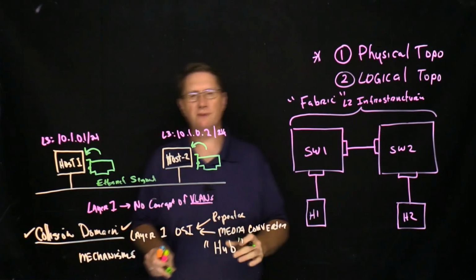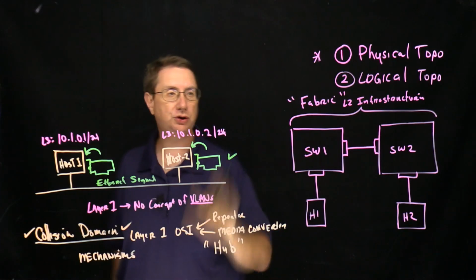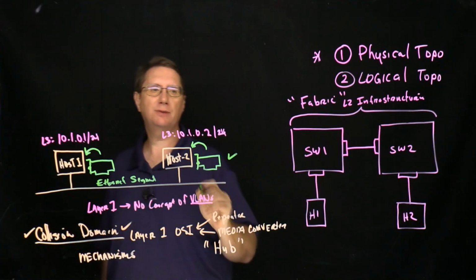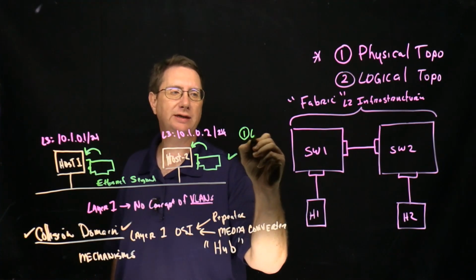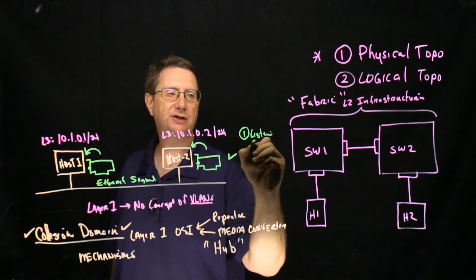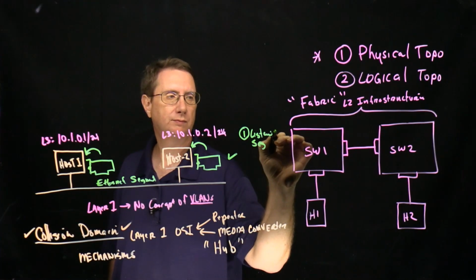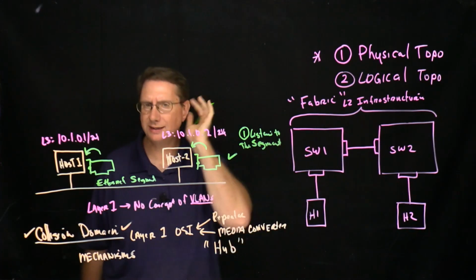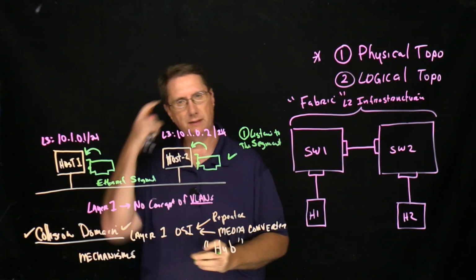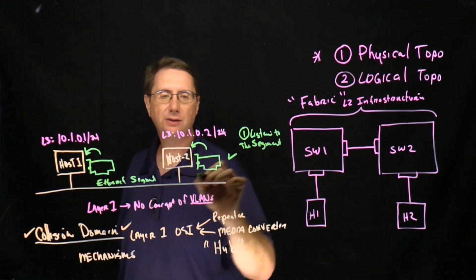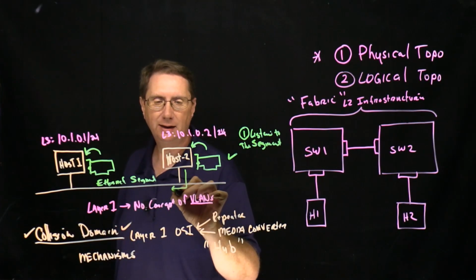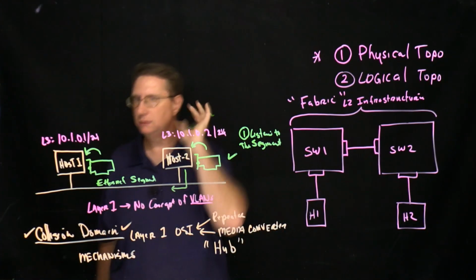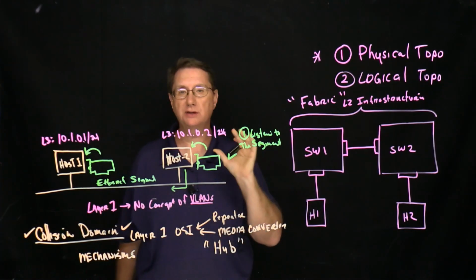Now, first of all, let's assume that I'm sitting here at host 2 and I have data that I want to send. The first thing I'm going to do is listen to the segment, see if anybody else is talking. And if no one else is talking, then I can send my data onto the segment. Now, I want to talk about how these network interface cards listen.